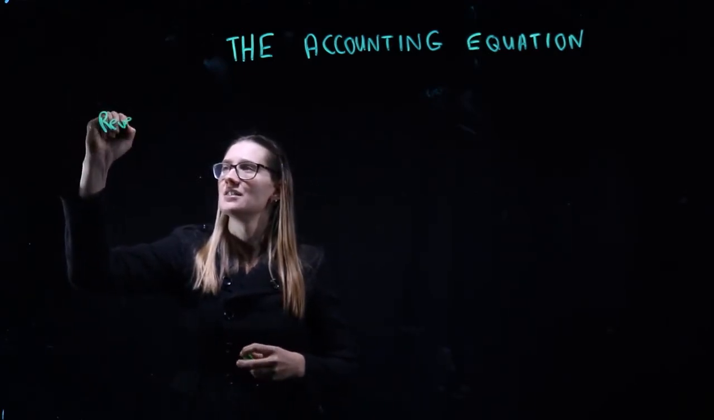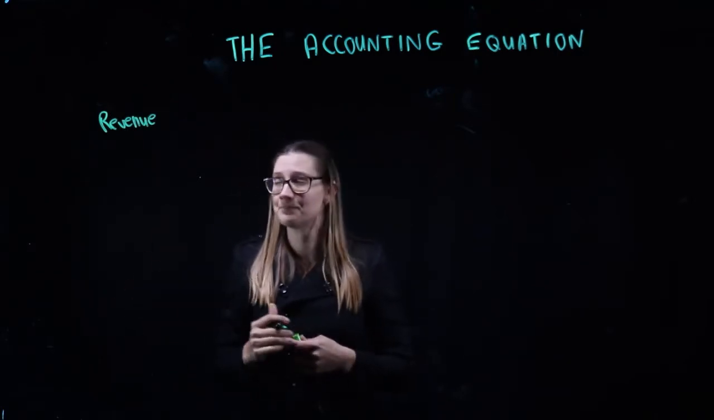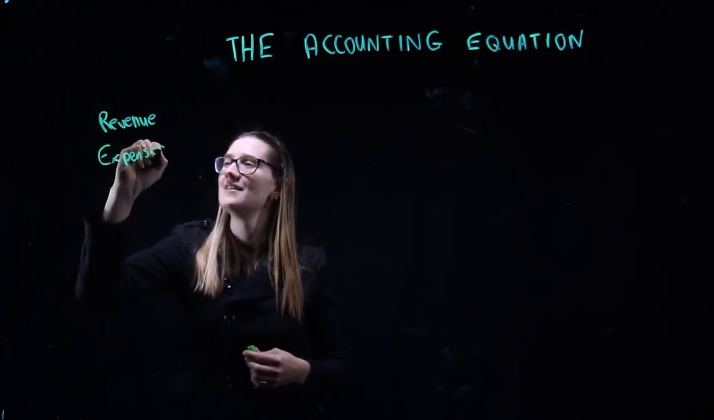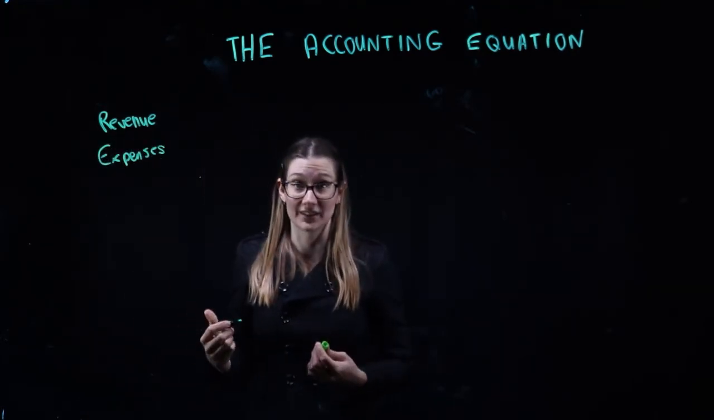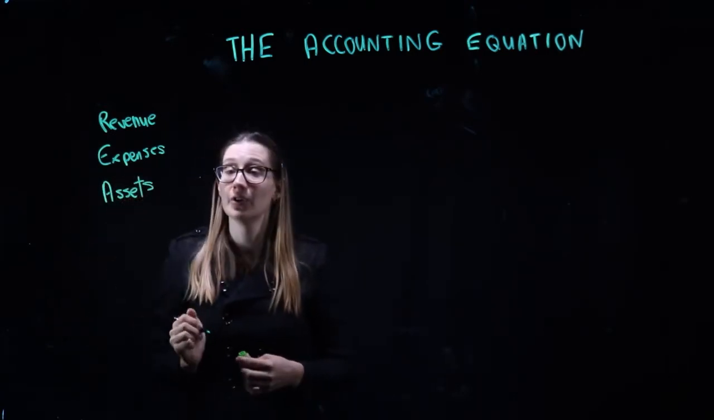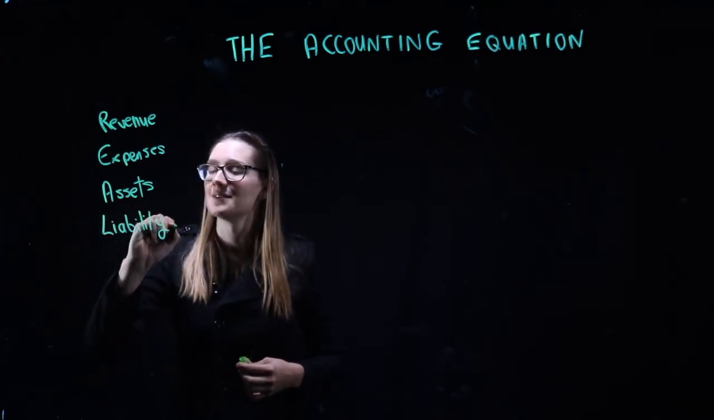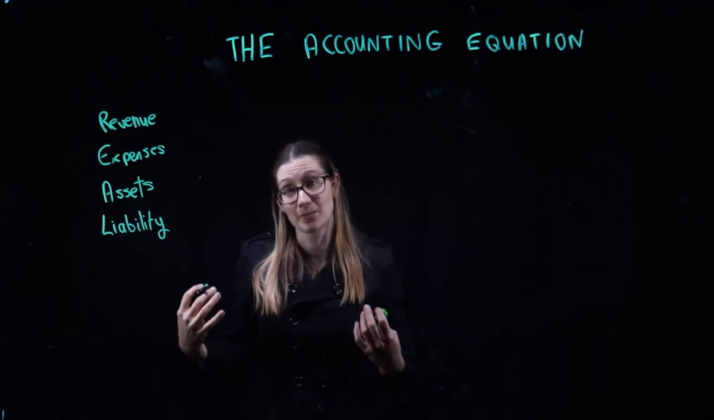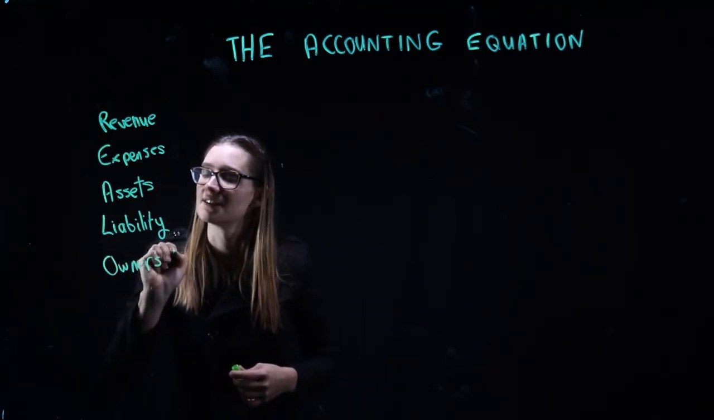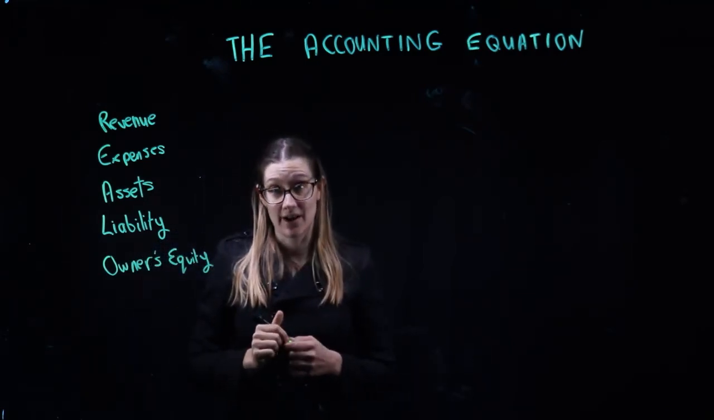The first one is your revenue accounts. This is your income, the income you earn. You also have your expenses, and these are the costs involved in running your business. Then you have your assets. These are your items of value that you own. You also have liability accounts. That's amounts that you owe to other people or other enterprises. And you have owner's equity. Now, owner's equity represents what the business is worth to the owner at any point in time.